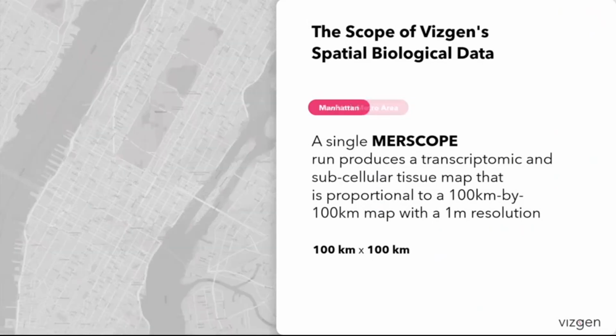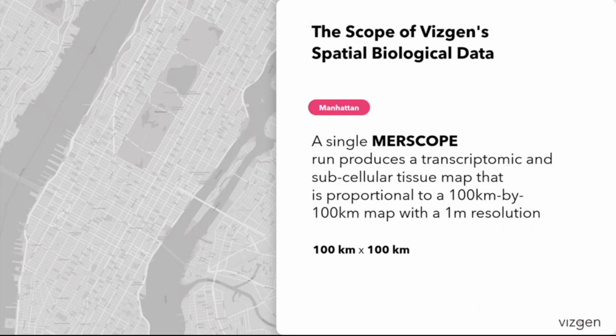Then you would be able to zoom in to what we would call a whole field of view, kind of like type of zooming in. So here you can start seeing some details. You can see the rivers, you can see a park. So this would be equivalent to something like 200 by 200 micrometers on a MERScope run.